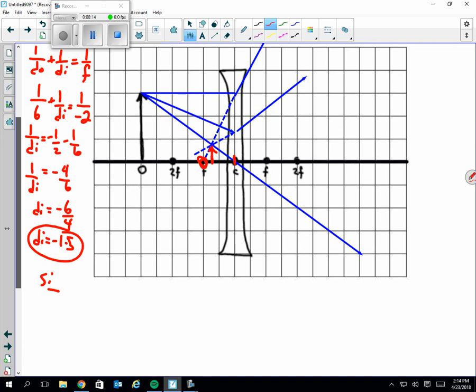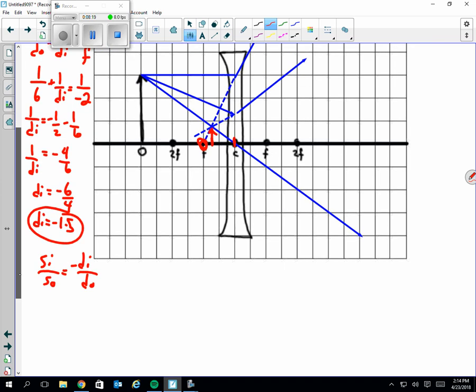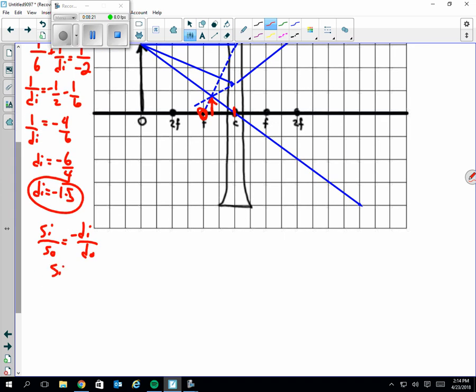Now, SI over SO is negative dI over dO. So SI over 3 is negative 1.5 over, negative, 6. And if I do my algebra for this one, I end up with 3/4 for the size of the image. And if I look at my image that I have drawn here, it is about 3/4 the way up that first square. So the math should verify your ray diagram.